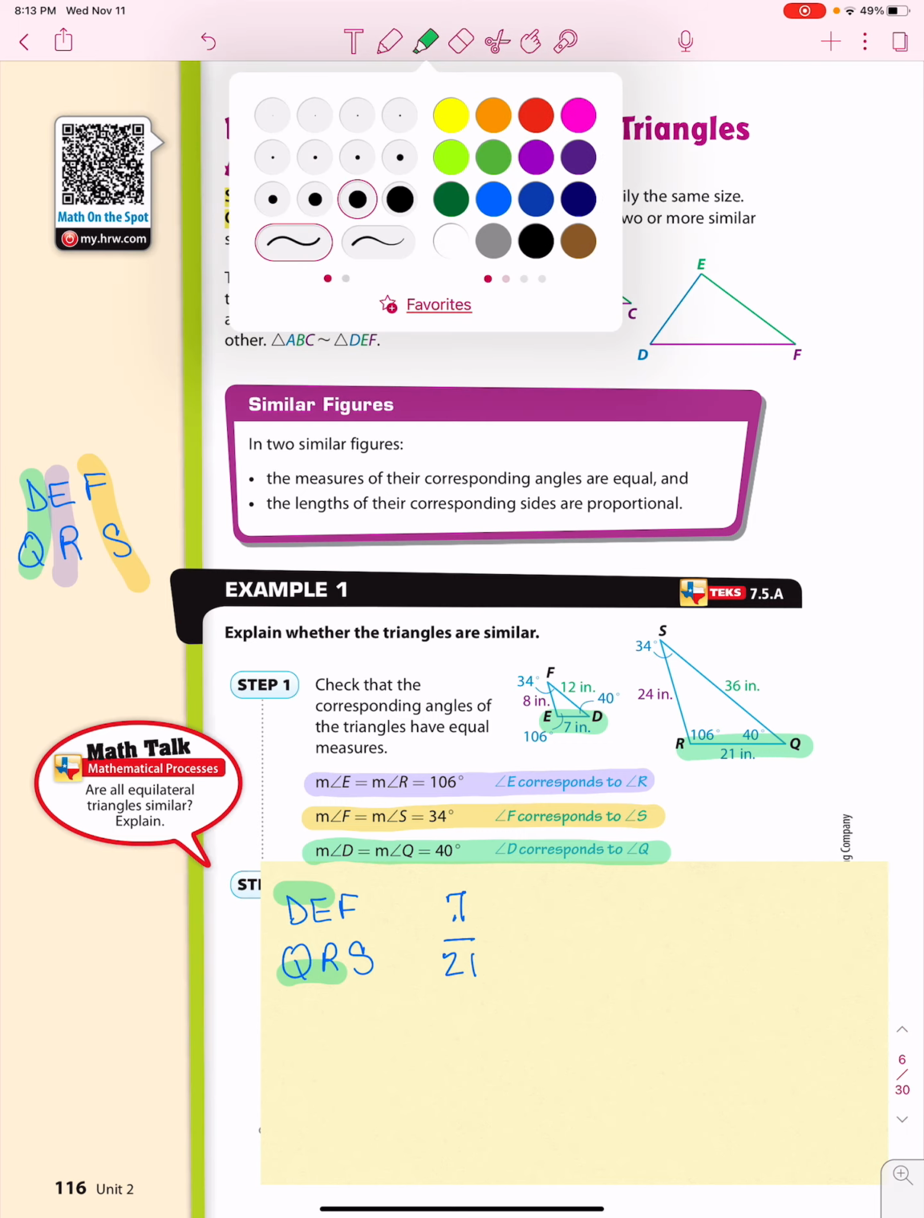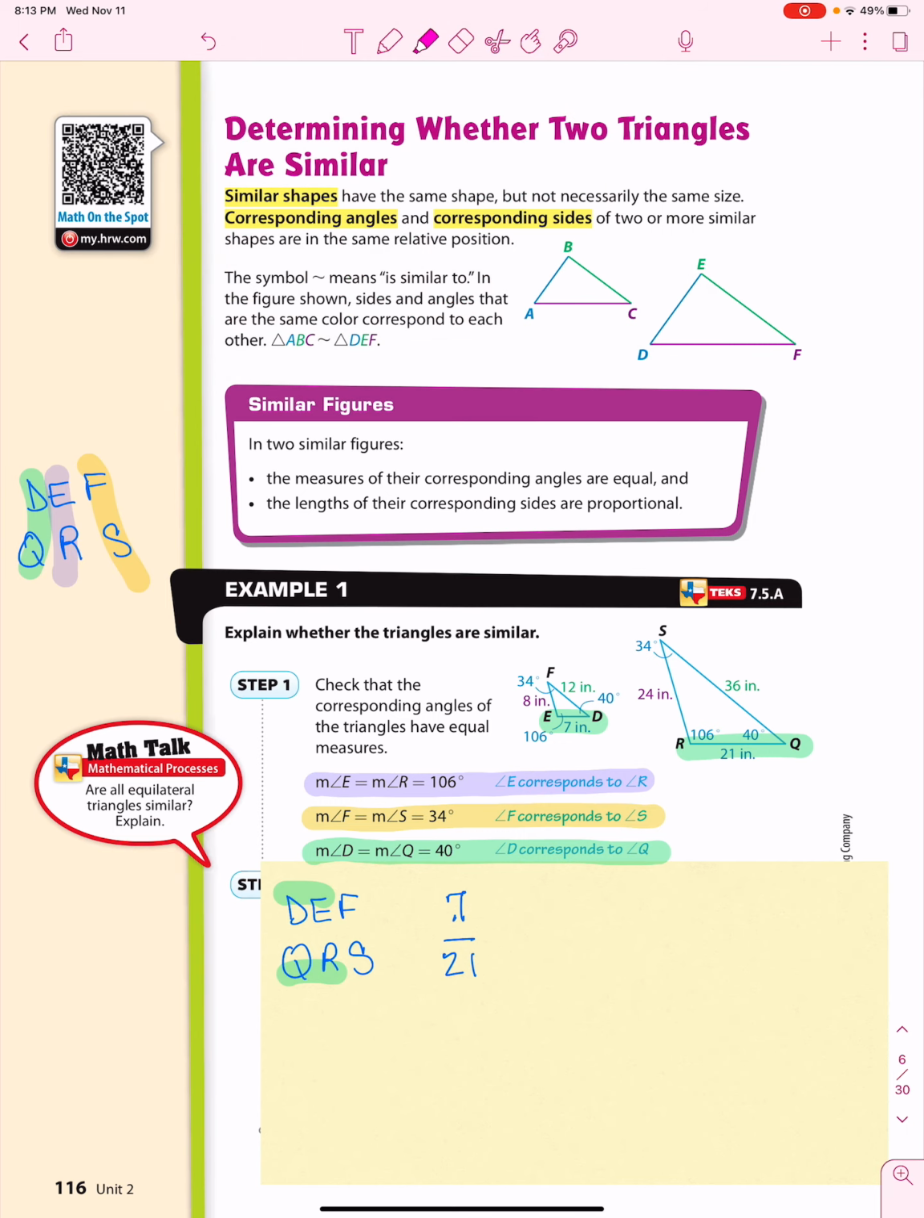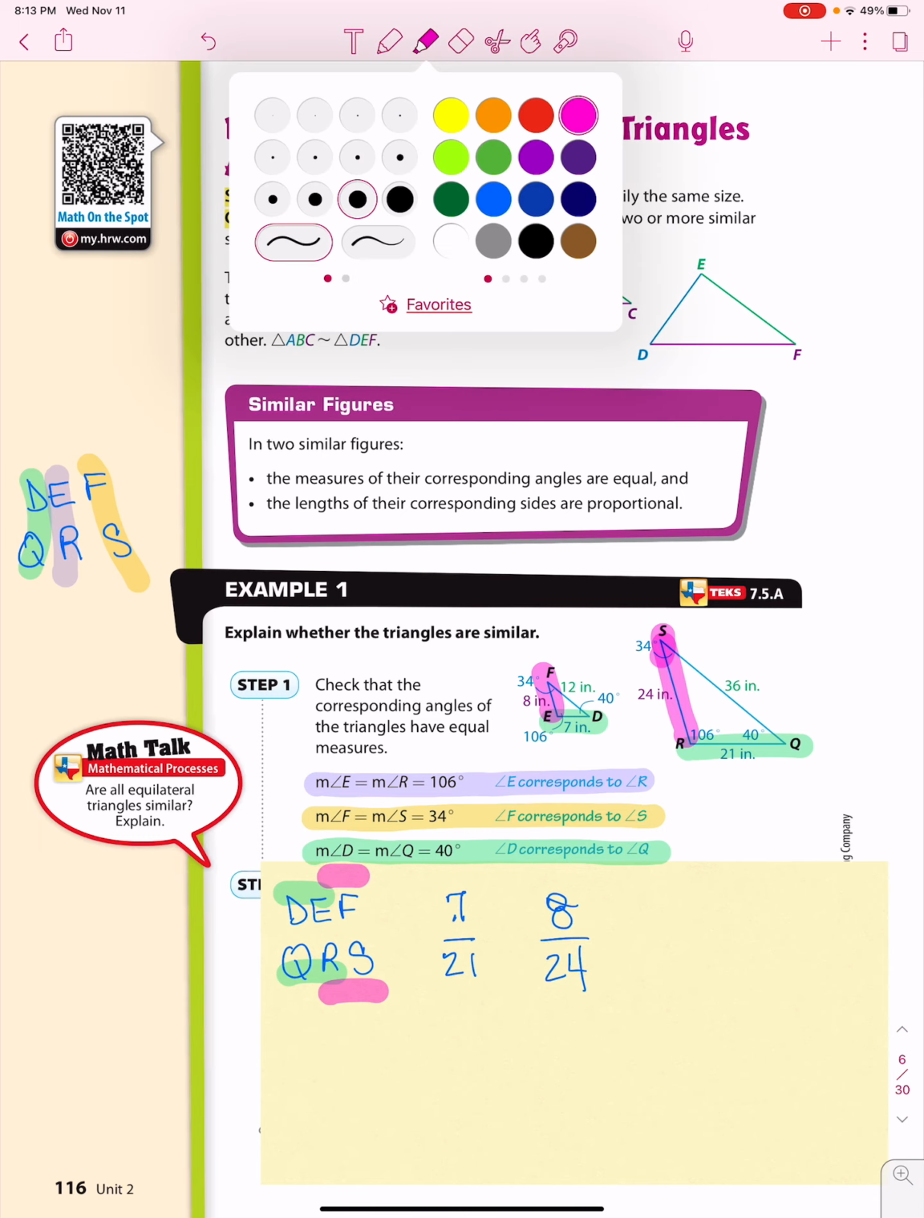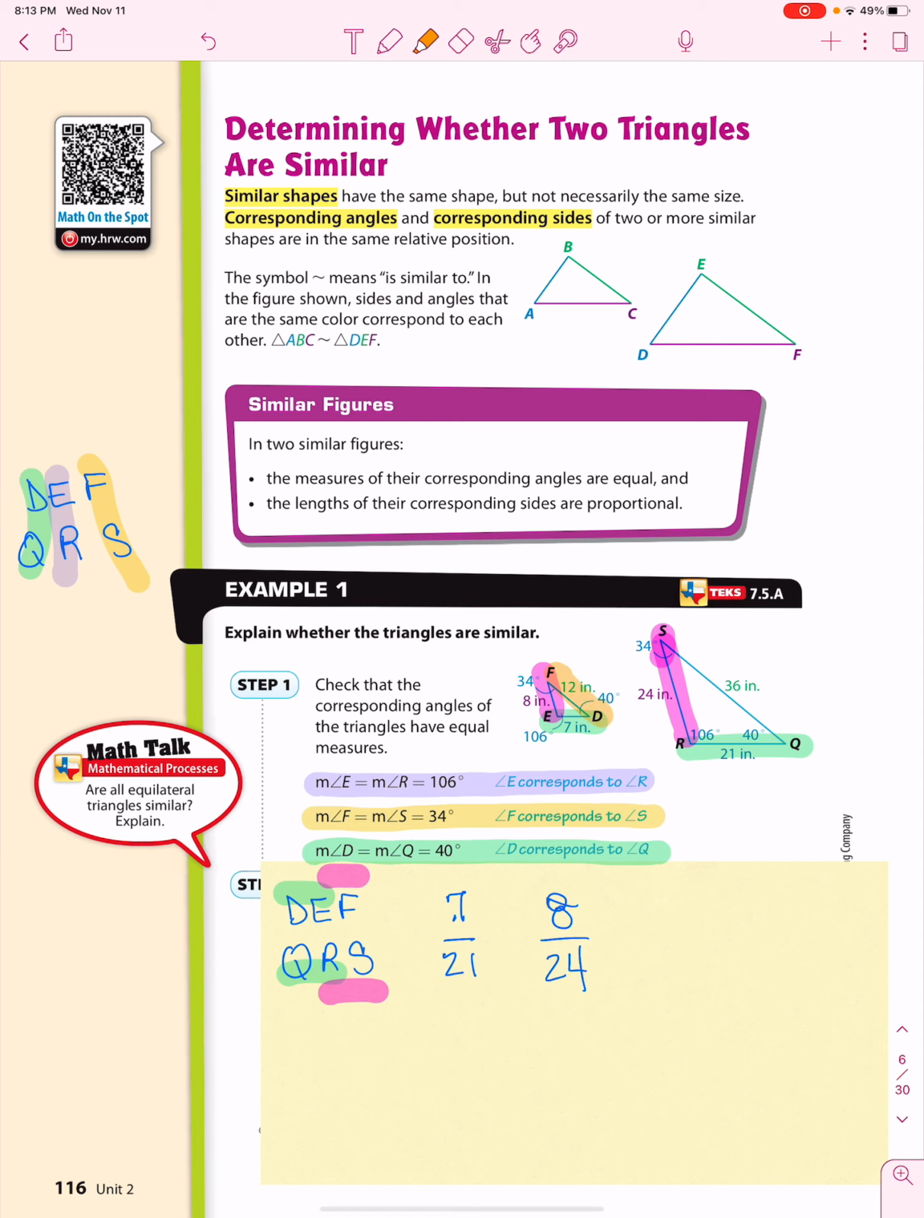Next, I'm going to look at EF to RS and make that ratio. So EF is 8 and RS is 24. And then my last side here is usually our first letter to our last letter. So from here to here and here to here. So that ratio is 12 and 36.